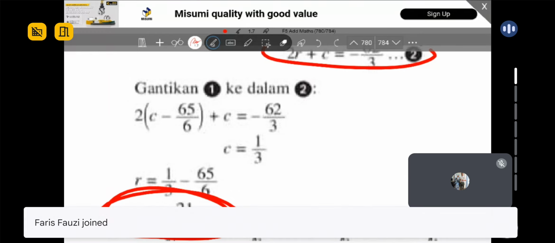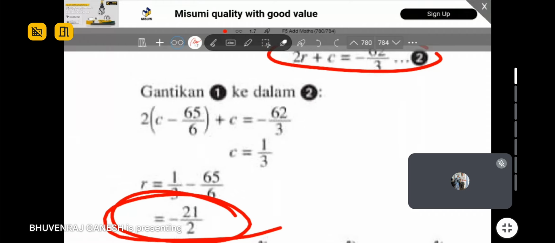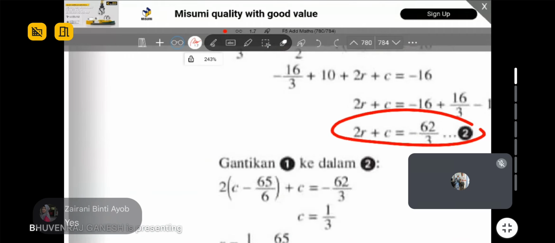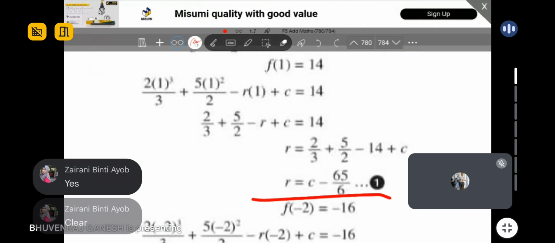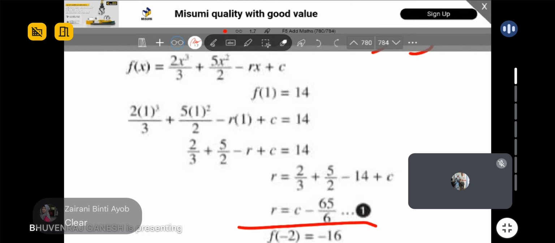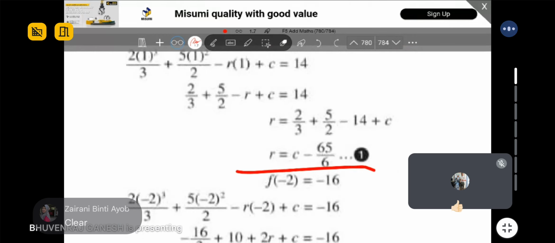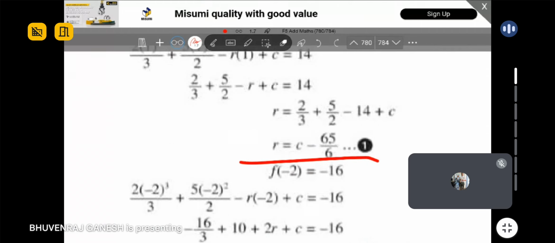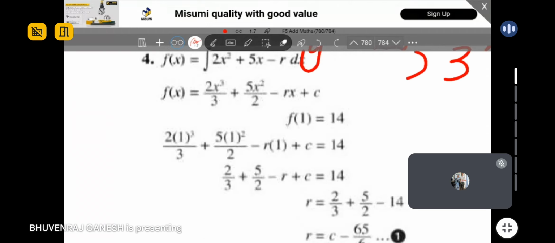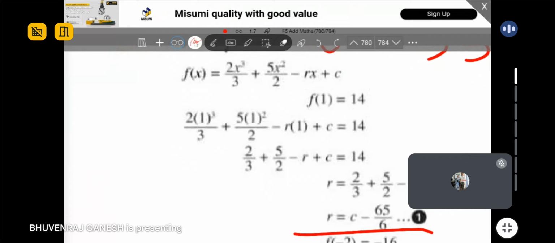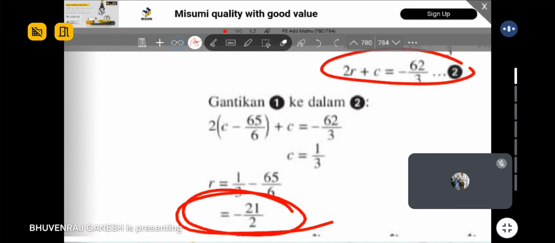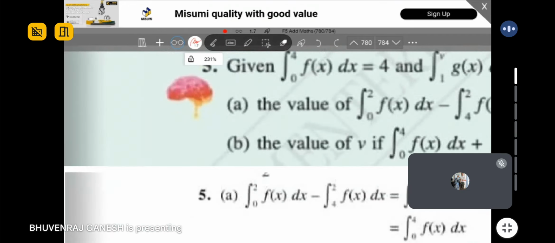Okay, guys, clear for this question? Boleh dapat teknik dia? Can ah? Okay, dia nampak panjang, tapi jangan risau. Senang saja. Jangan buat cuai saja. If you never do careless, you can get the answer because it's very simple. The integration also simple. Okay? All right. So next question.